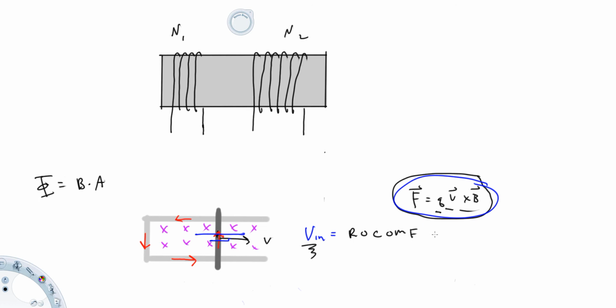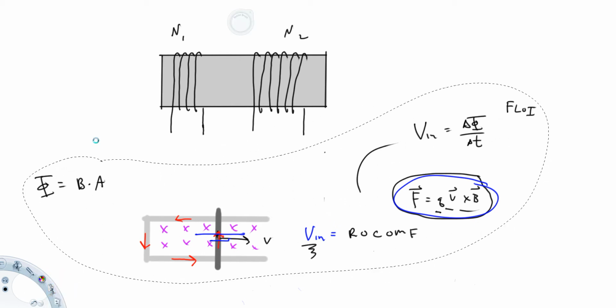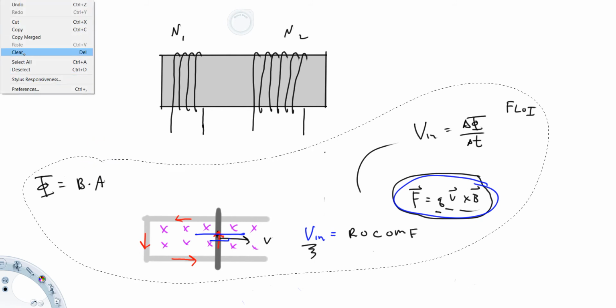Okay. The math for it basically is this, that the induced voltage, I think I'll write it up here, is equal to the change in magnetic flux over change in time. This right here is known as Faraday's law of induction. Now, let me get rid of this stuff, and we'll start talking about transformers now.